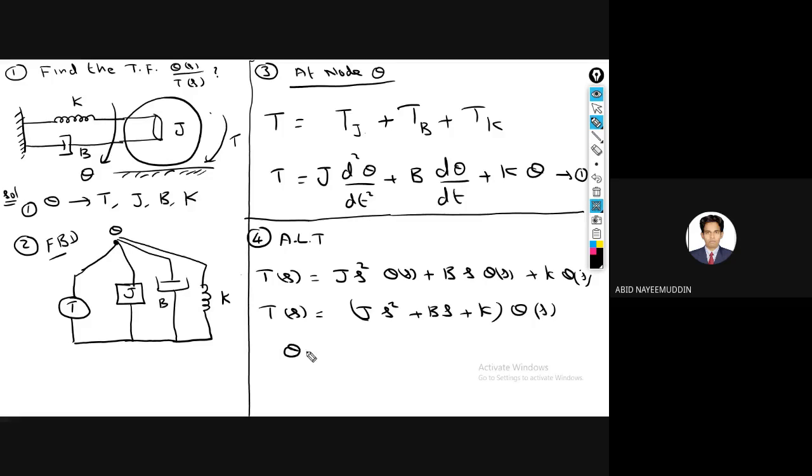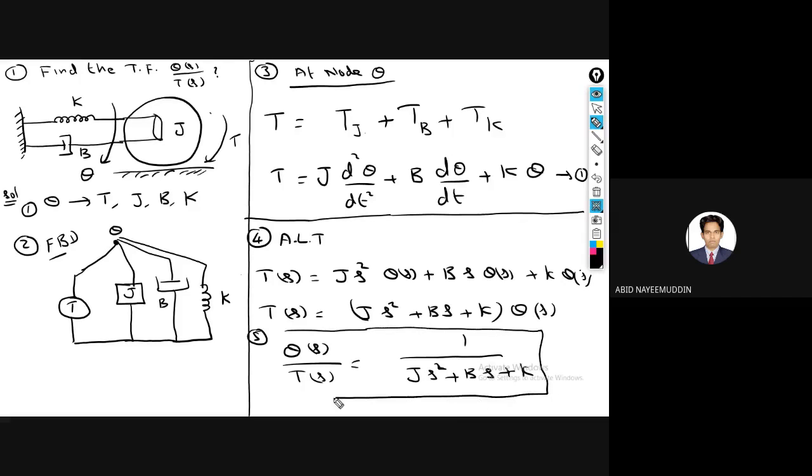Or finally I can write the transfer function by rearranging the terms. The fifth step is rearranging the terms. Theta of s by T of s is equal to 1 divided by J s square plus B s plus K. This is the answer. Any doubts? Unmute and talk. Otherwise, I will jump to the next problem. You take the screenshot. If you are very late, you can verify it later.